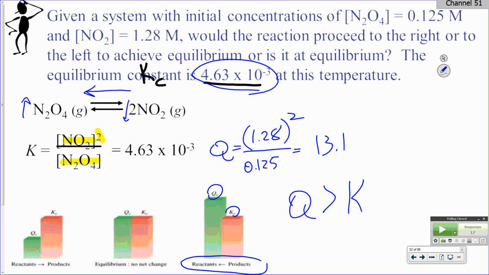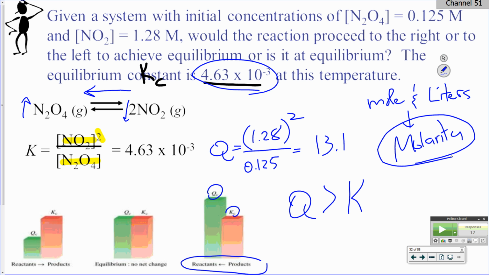If you're given moles and volume, be sure to convert it to molarity first. Everything that we do in these values is molarity, unless it's K sub P, where it's the partial pressure of the gas in atmospheres.